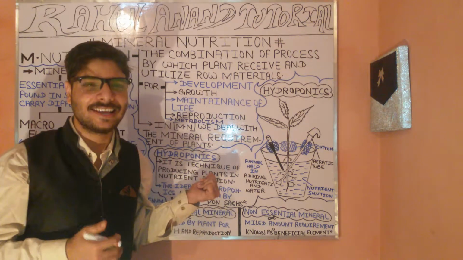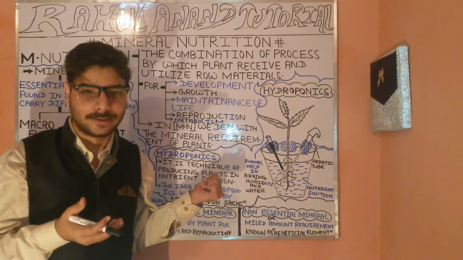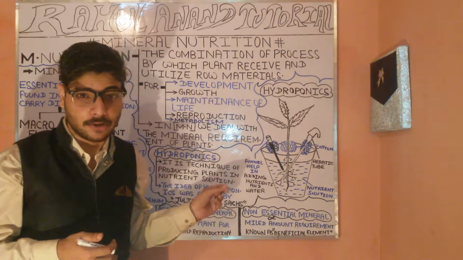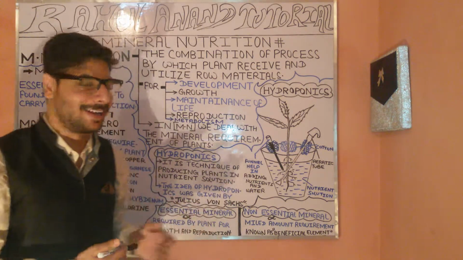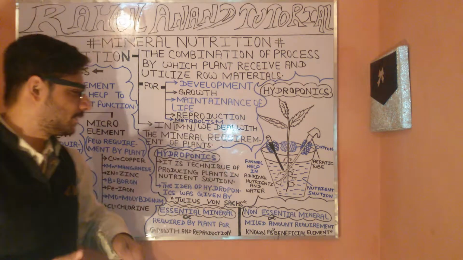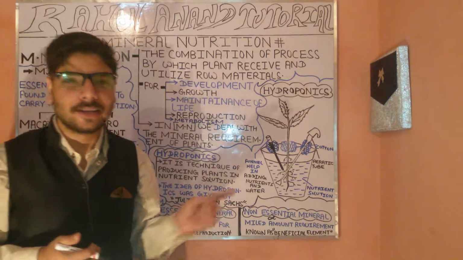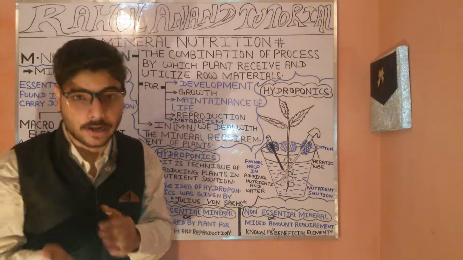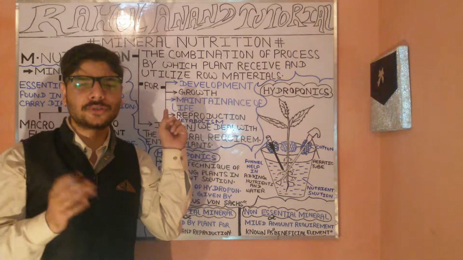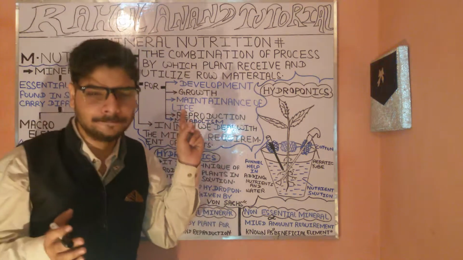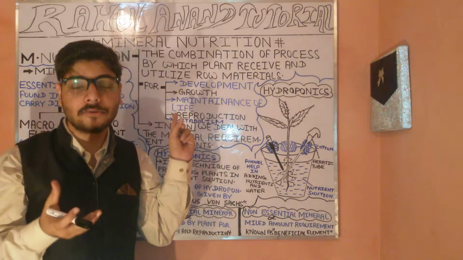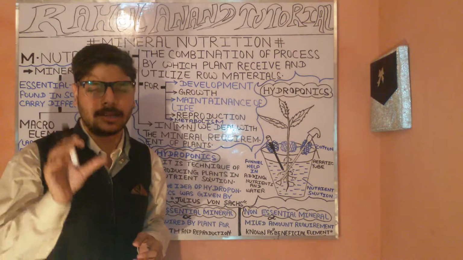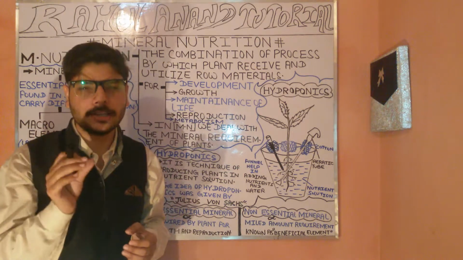Now, when we are dealing with mineral nutrition, we will be studying the different types of chemical components which are required by the plant. Now let's discover what mineral nutrients actually are. These are the essential compounds which are primarily found in the soil and required by the plant either in a huge amount or in a smaller amount.